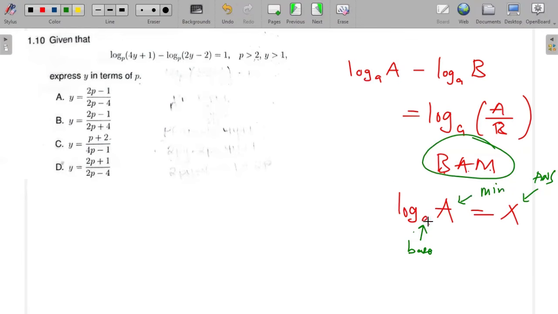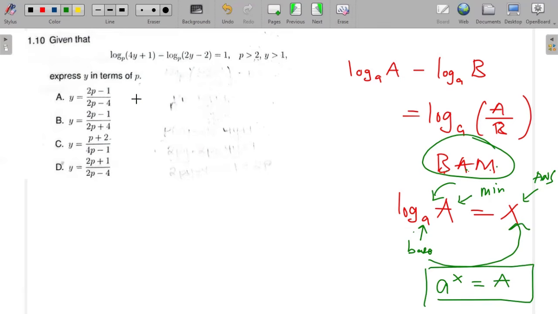If you are converting from the log to the exponential, you follow base to the power answer is equal to what is in the middle. So you move like this. It means a to the power answer is equal to what is in the middle. So we're also going to use this property.